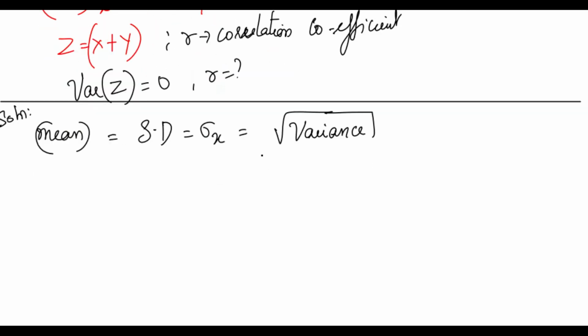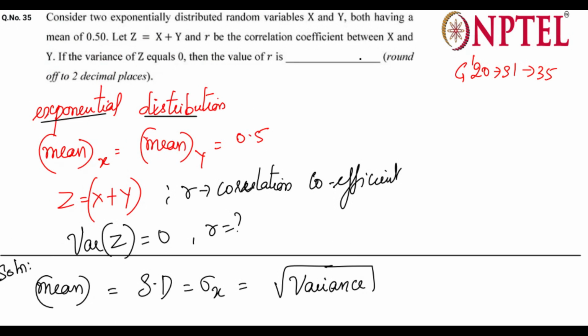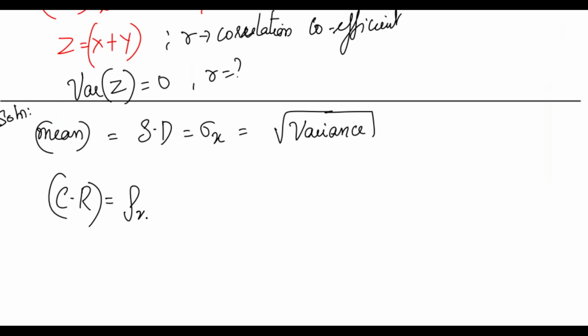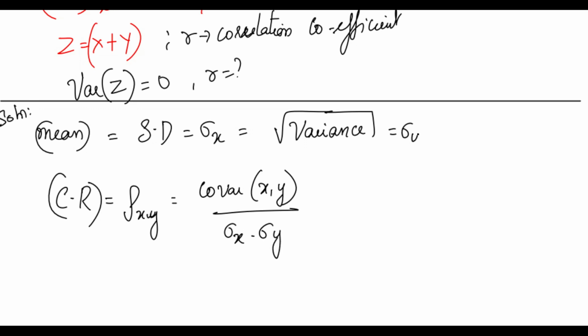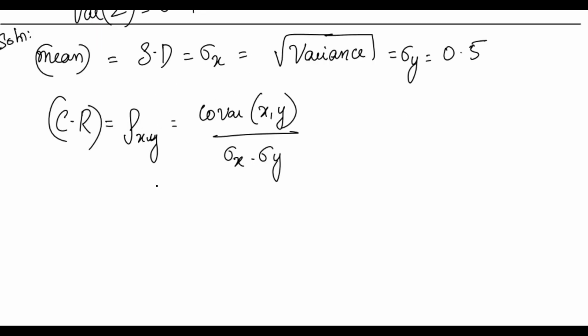Next thing to have in mind is that we need to find the correlation coefficient. Sometimes we use correlation coefficient as rho, of x and y. For that we need covariance of x comma y divided by sigma x dot sigma y. Sigma x and sigma y are the standard deviations, which are 0.5. So these two data are with us. Now it is our duty to find this covariance of x comma y. Then we can go ahead with the final required answer.